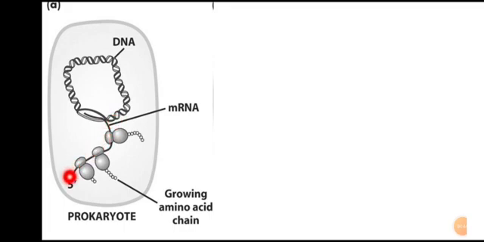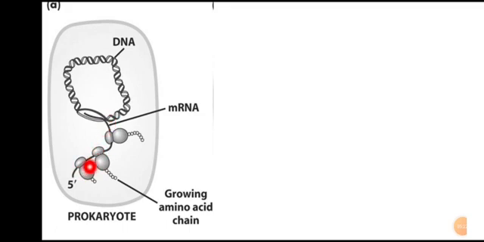Then this mRNA binds to ribosomes. This is ribosome, and then amino acids are added through tRNA. So at the bottom you can see these are amino acids. So this is the mRNA, and this ribosome moves from this direction to this direction. That means this is the 5 prime end of mRNA. So it is moving from 5 prime to 3 prime.